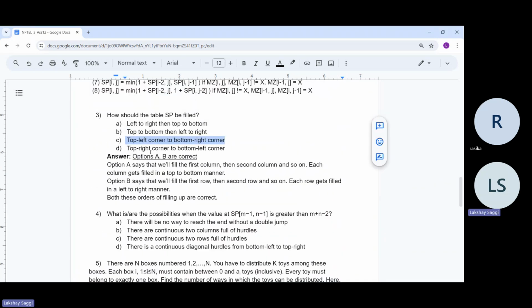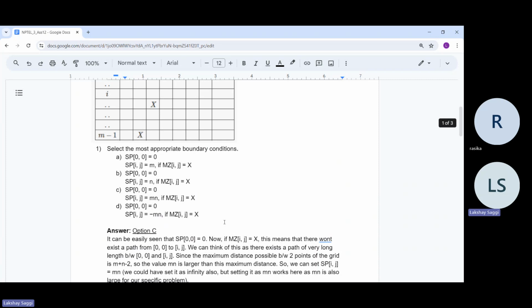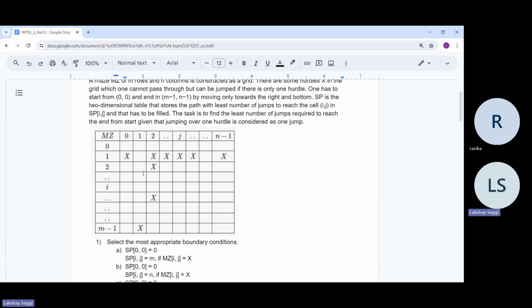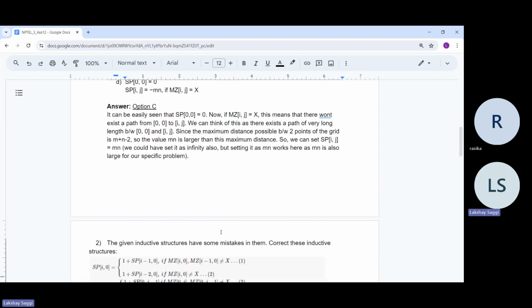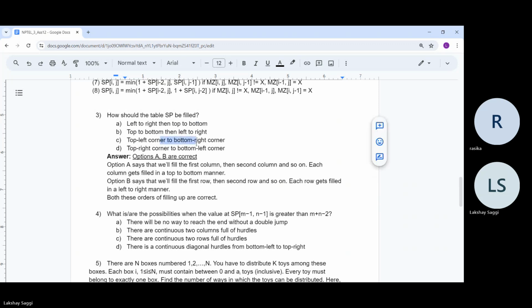Maybe you can ignore this, because this option actually does not give us the information. Maybe the question was not intended to ask you which order is correct exactly, but I just wanted to inform you guys that the correct order of filling up this table can be either row wise or column wise also. Let's just ignore these options because they are very vague in language.